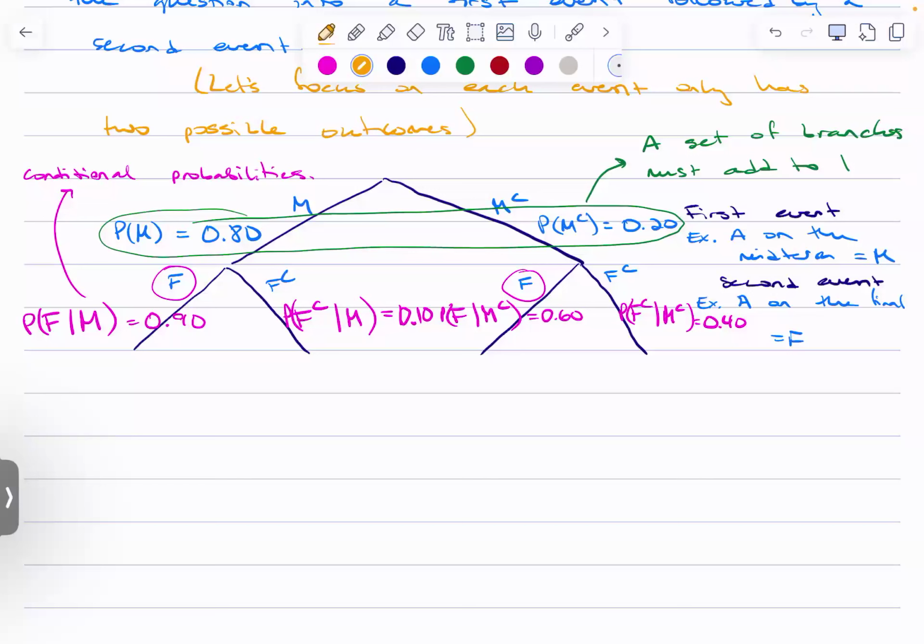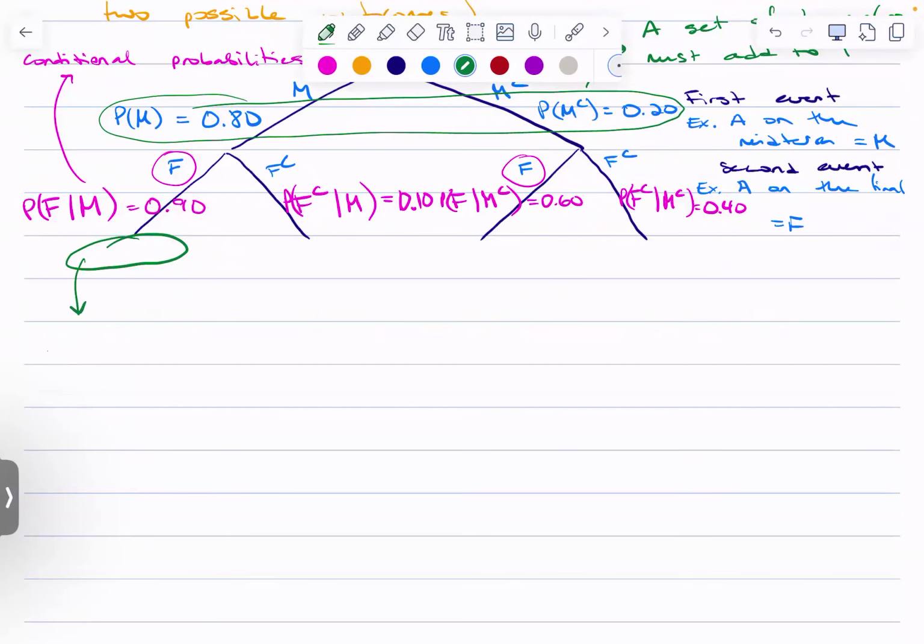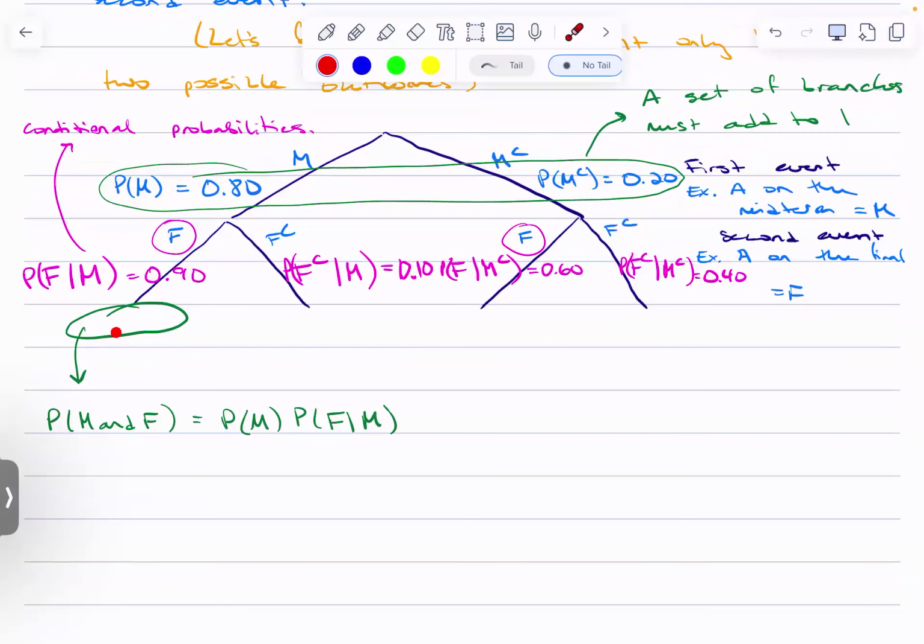So here, at the end of this branch, for each branch, this is going to be the probability of M and F. Now, from the formulas, we know that that's the probability of M times the probability of F given M. But that's just really multiplying down the branches. So that's all you really need to know. The probability at the end of each branch is just multiplying down the branches. And that's why it's easier to use a tree diagram.